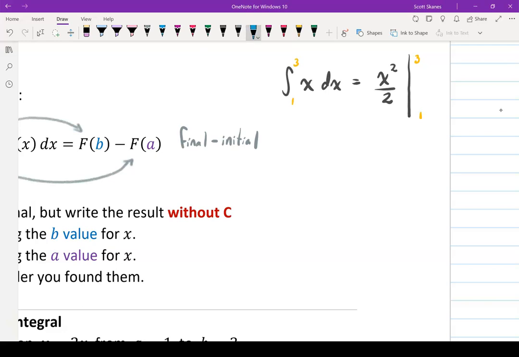We're going to take the result, which was x squared over 2. We're going to put 3 into it. So that's the first thing we'll do: we'll put 3 into this, 3 squared over 2. And then it also tells us we're going to put 1 into that for x and subtract that result.